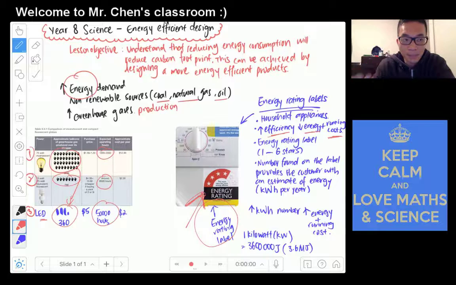But bear in mind, some of them are more expensive to buy to begin with, but you always need to think long term. If it helps the environment and if it lasts longer as well, it is worth investing in. So it's pretty good. Like I said before, the energy label provides customers with an estimate of energy use.